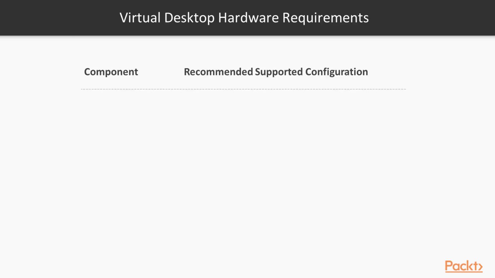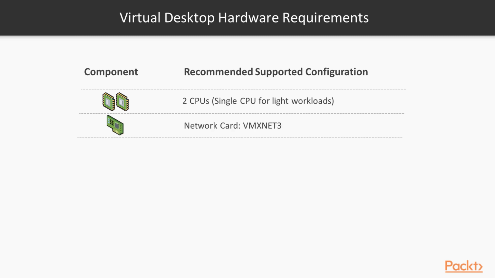Before we get on with the build process itself, we need to look at the specifications of the virtual desktop machine from a hardware perspective, and what we need to configure it. For our example lab virtual desktop machine, we're going to configure it with 2 virtual CPUs. A single CPU may be sufficient for lighter workloads, but this is where your assessment data will tell you the answer to that question. The network card should be configured to use the VMware VMXNet3 network driver.